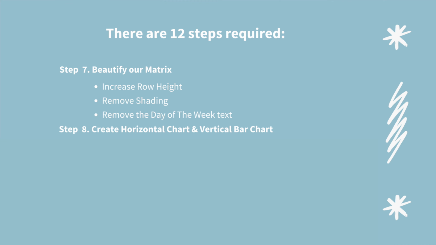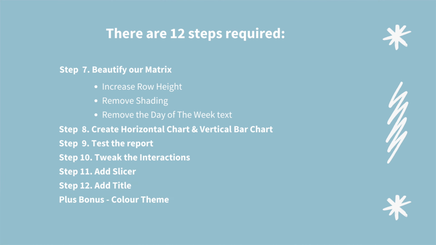Step 8, create 2 other visualizations, horizontal chart and vertical bar chart. Step 9, test the report. This is very important. Step 10, tweak the interactions. Step 11, add slicer. And the last step, add title and the underline.